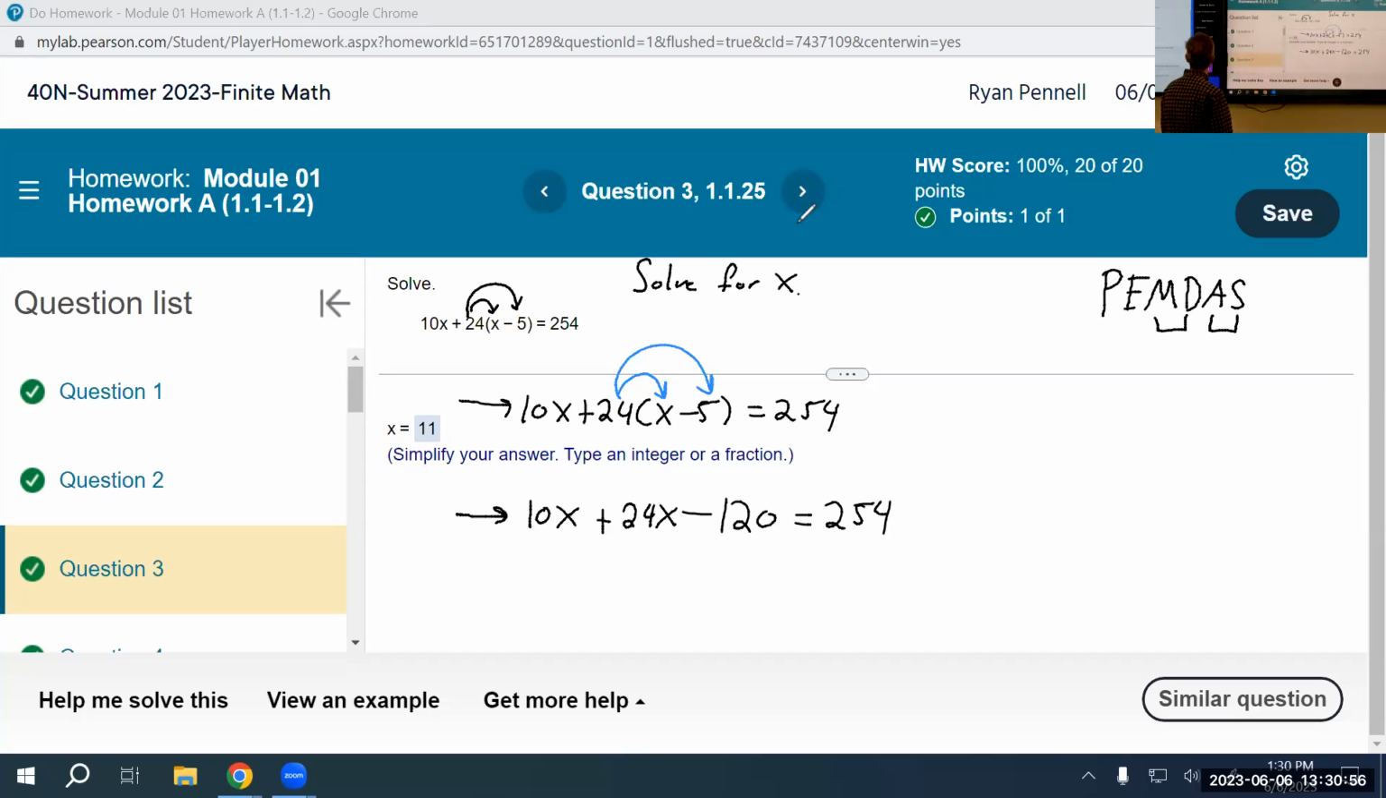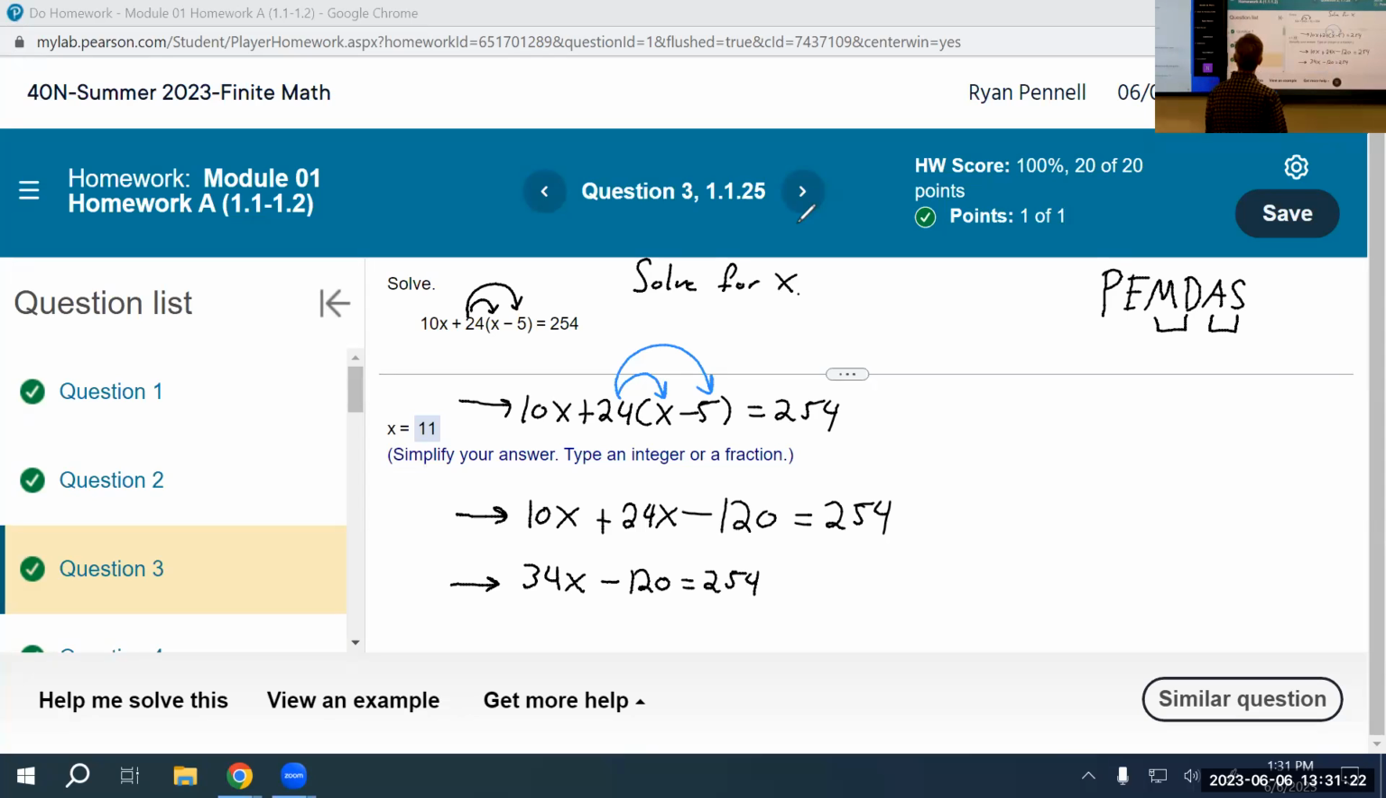Now we can start combining like terms. So I could put the 10x and the 24x together because they're the same. They're of the same order. Okay. So 10 and 24 would make 34x minus 120 equals 254. Okay, the whole point is we want to get x by itself.